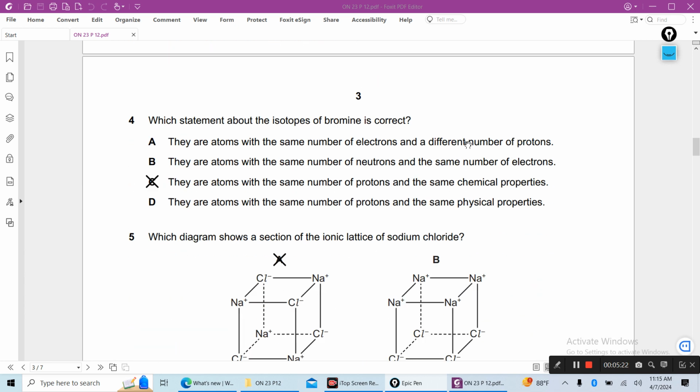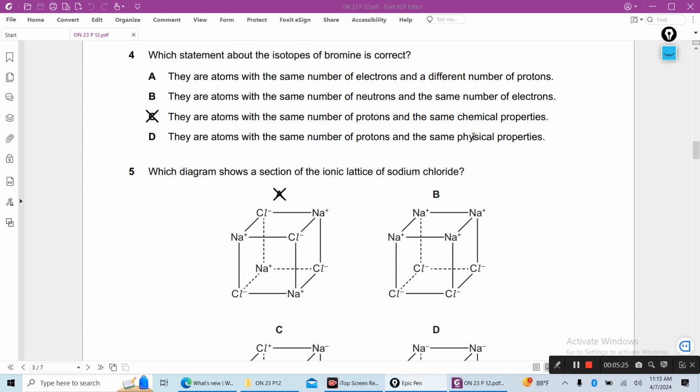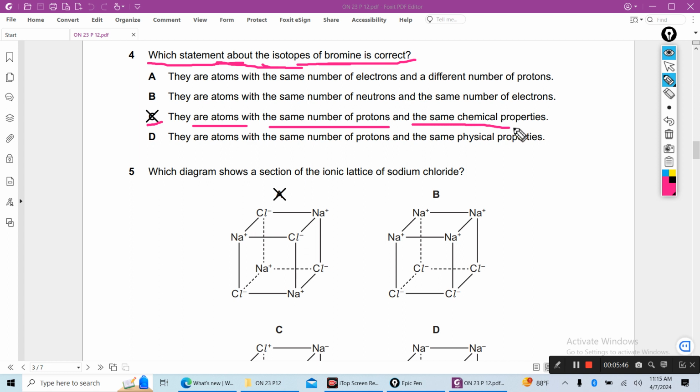Next, number 4. Which statement about the isotopes of bromine is correct? Number C. They are atoms with the same number of protons and the same chemical properties. Yes, you know, isotopes have the same number of protons, so the same number of electrons. That's why their chemical properties are also the same. C is the correct answer.